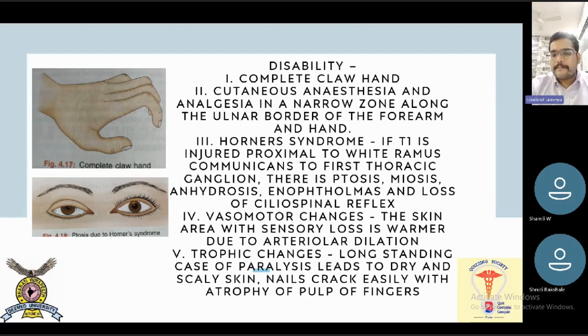And if the claw hand paralysis remains untreated for a long time, or if it goes into a severe form, there are some vasomotor changes, because not just the motor components, we all know that a nerve can also innervate a sensory area of the skin, and that is why even sensory losses can happen. So a long-standing case of paralysis can lead to dry, scaly skin. Nails can crack easily, with atrophy of the pulp of the fingers.